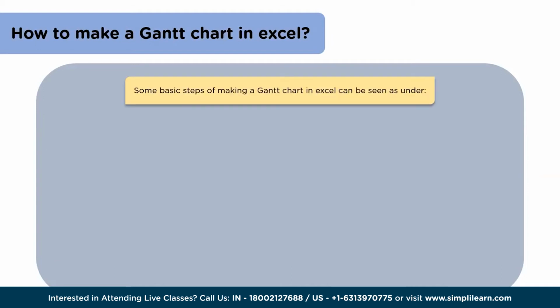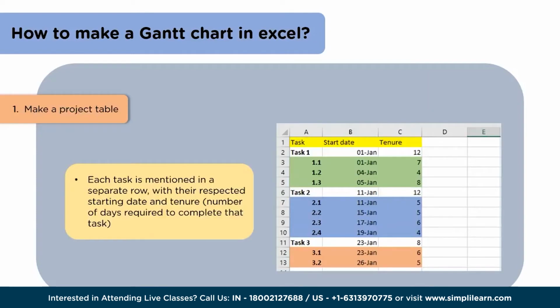Now, let's have a look at the steps that will help us in making a Gantt chart. The first step we have is to make a project table. We have several rows and columns. Like here, we have 3 columns. In the first column, we have the tasks. In the second, we have a start date. And in the third column, we have the duration or tenure of the task.